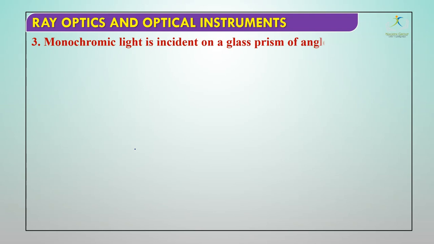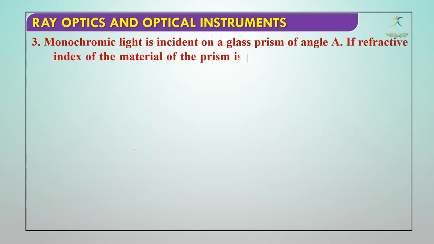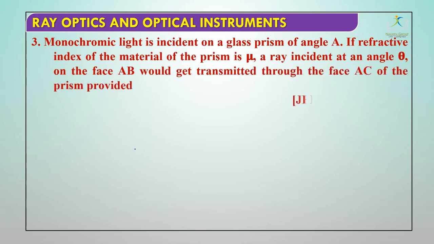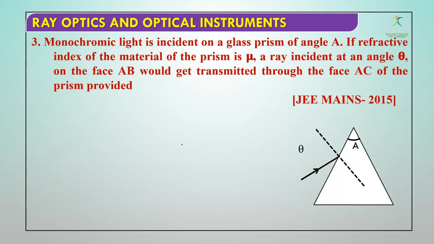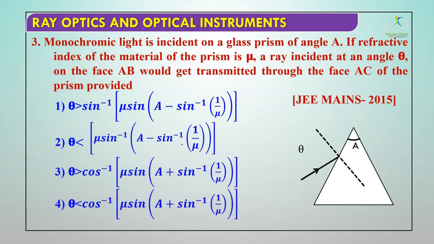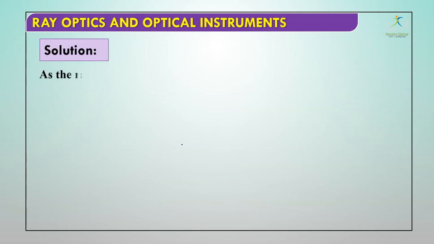Third question we have: monochromatic light is incident on a glass prism of angle A. If the refractive index of the material of the prism is mu, a ray incident at an angle theta on the face AB would get transmitted through the face AC of the prism provided. So this is the diagram which is given, and we have these options. Let's move with the solution part.